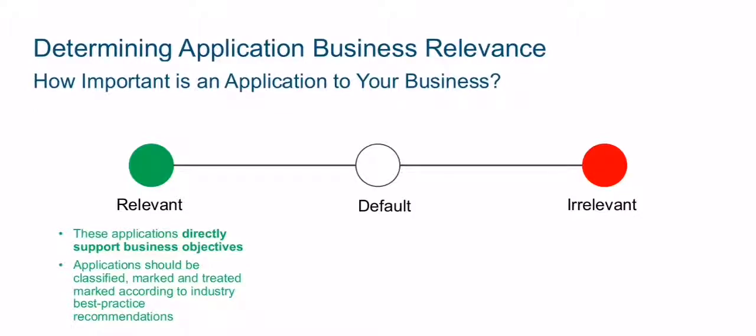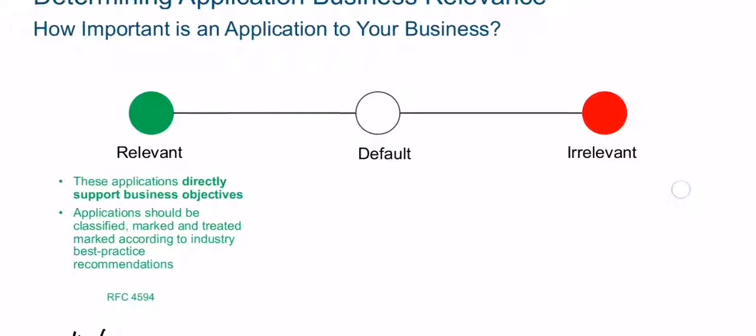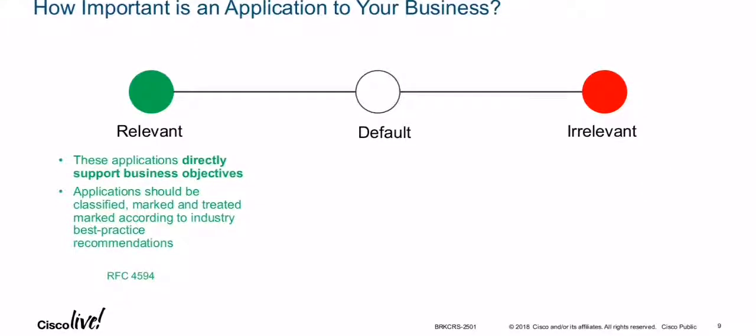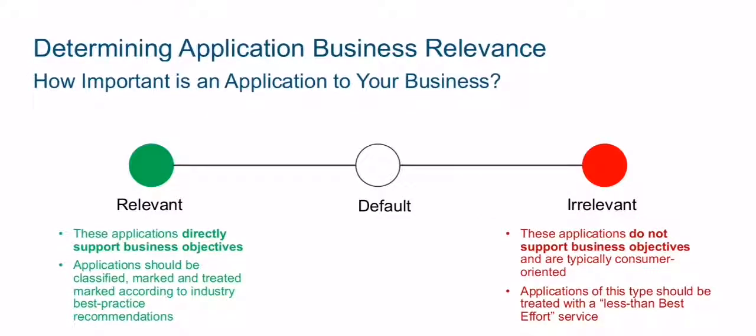Determining application business relevance. So relevant are the applications that support business objectives. Applications should be classified and marked with QoS values, IP precedence, DSCP, drop probability, all of those types of markings, and treated accordingly to industry best practice recommendations. So the Telecommunications Union pretty much defined how to deal with those, as we can see, RFC 4594.